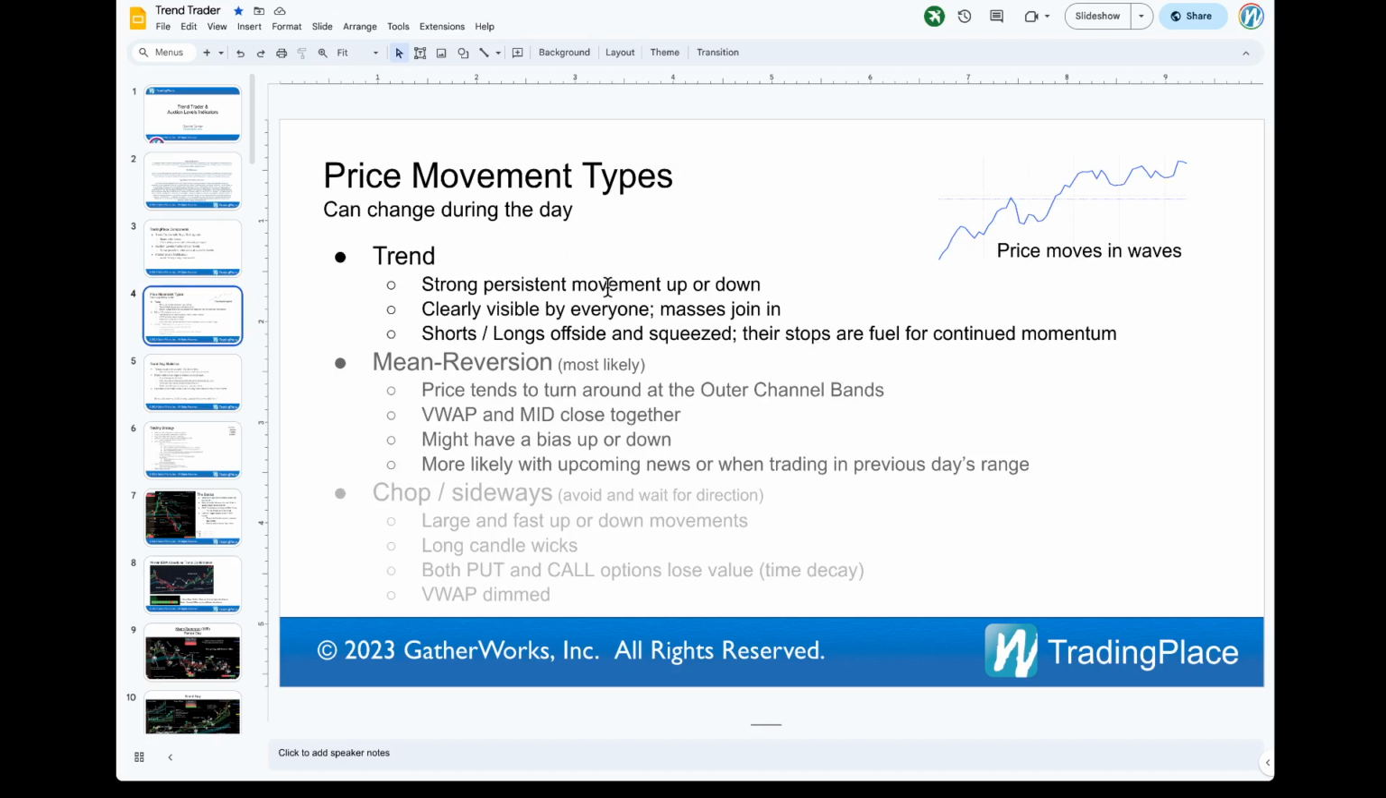So if you look at price movement, it can move in a trend, up or down, but basically it's going to move in waves. Even when it goes up, it's going to move in waves. Those waves are really important because they give you a good place to get in.